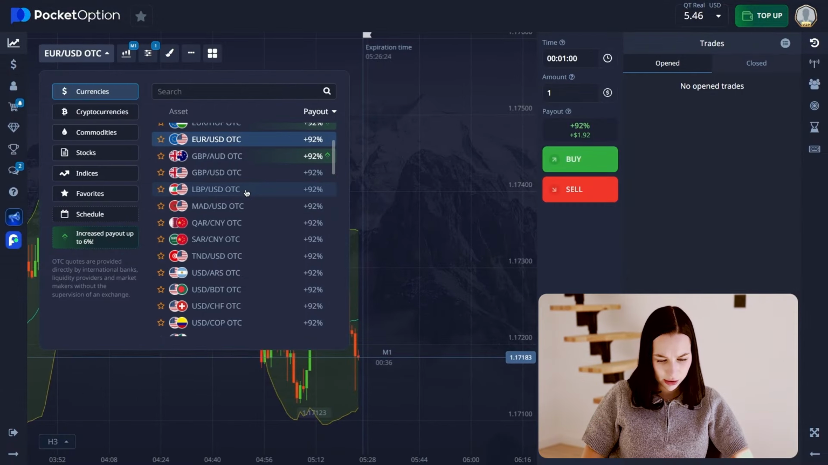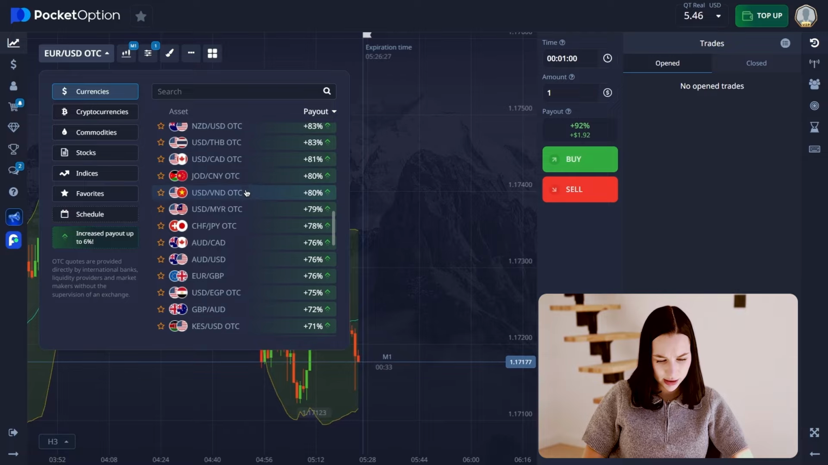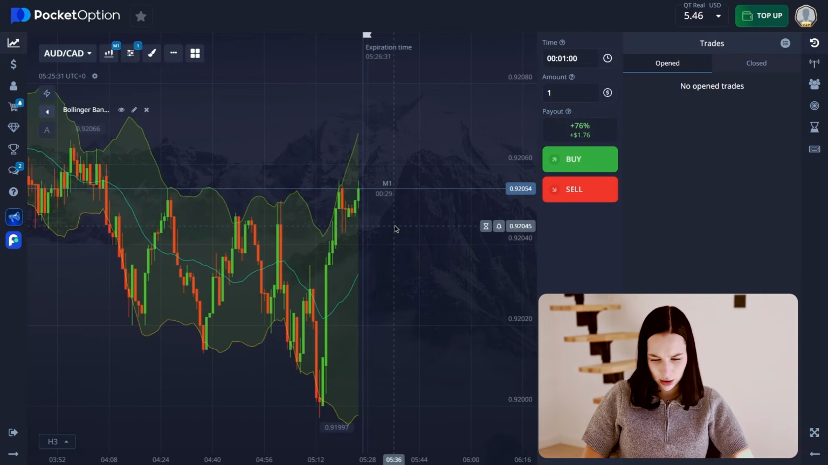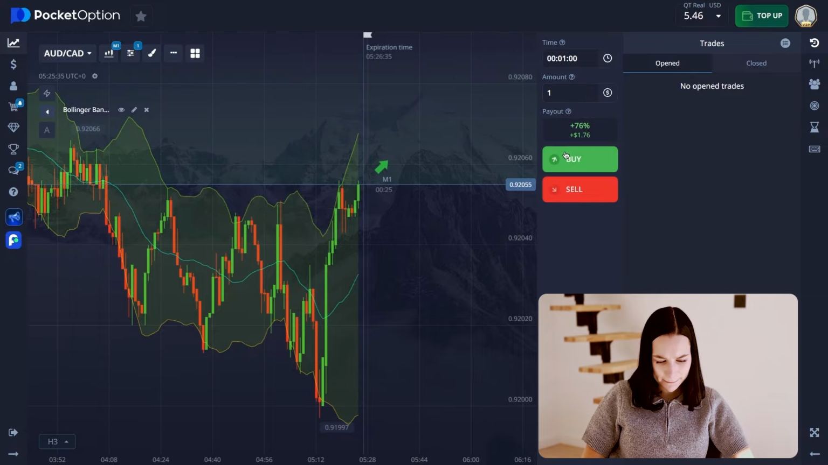Let's find some other currency pair for opening a trade. Okay, for example, Australian dollar, Canadian dollar. Okay, here we open a buy trade for 1 minute.